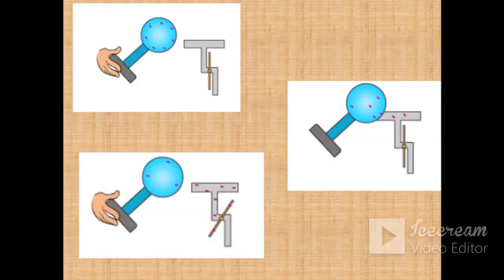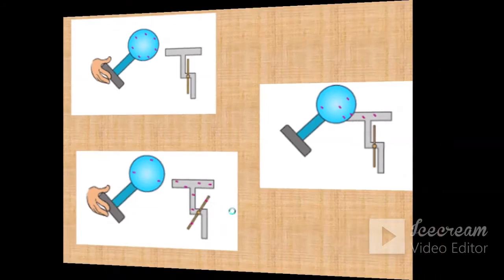Here you can see this is the uncharged conductor, and this is the charged conductor. When it is touched, the negative charges flow to the uncharged conductor, and it also becomes charged by the negative charge.